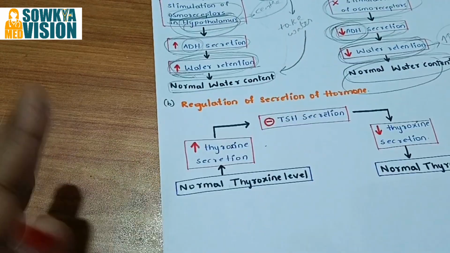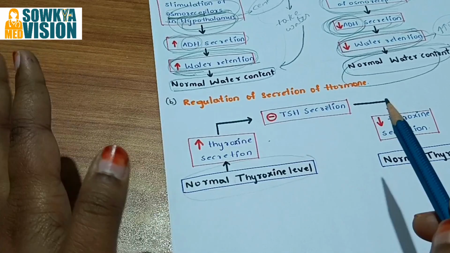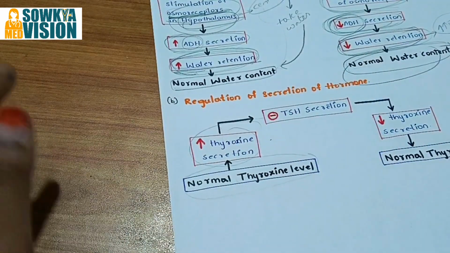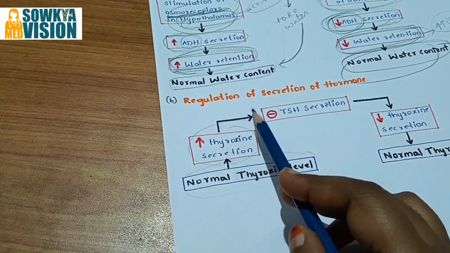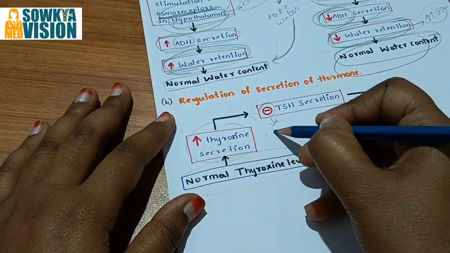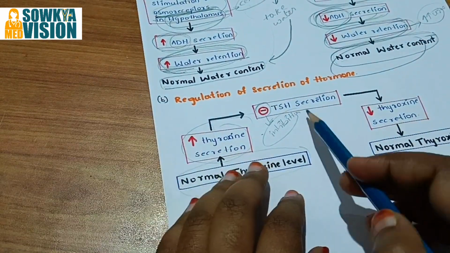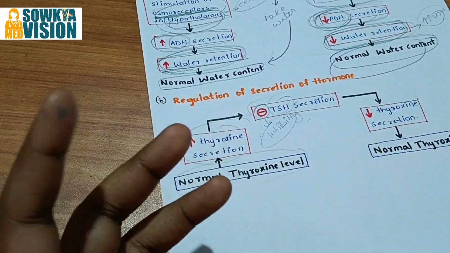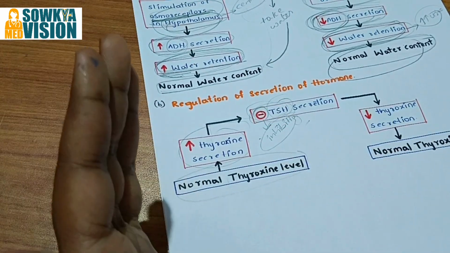Let's see another example, the thyroid stimulating hormone. Thyroxine is a thyroid hormone released by the thyroid gland. When the normal thyroxine level is increased, that information is carried to the controlling center, which has a minus sign. Minus sign means inhibition. So there is inhibition of thyroid stimulating hormone. Thyroid stimulating hormone is what stimulates the thyroid to release thyroid hormone. So when the thyroid stimulating hormone is inhibited, the thyroid secretion will be decreased.